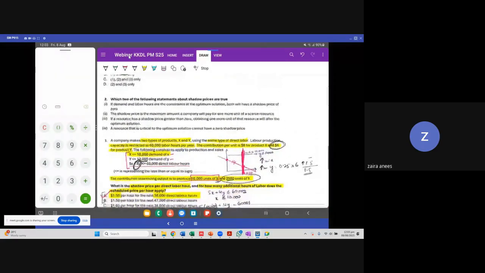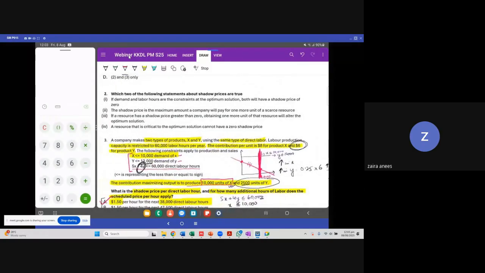Now, this is a question for the theoretical part. You just take 2 minutes to identify the solution. It says 2. Shadow price are 2. True. If demand and labor hours are the constraints at the optimum solution, both will have a shadow price equal to 0. Do you think it's correct?